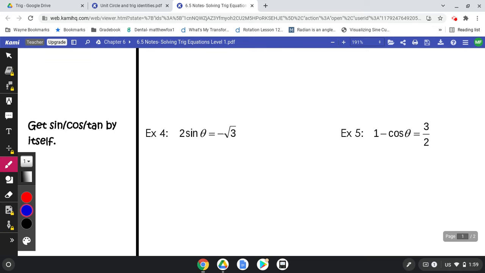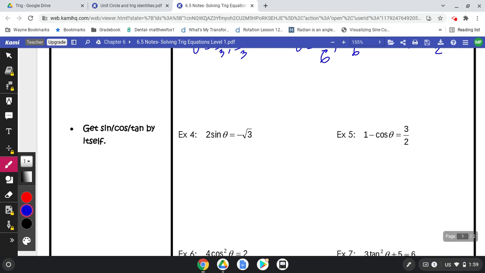Okay, so this next section now. There's kind of three different things we're learning today. This first section is just, what if sine's not by itself? So we need to first isolate sine, and then we can solve it just like we did on the first one. So to isolate sine, we could divide by 2. Divide by 2. Sine of theta will then equal negative square root of 3 over 2. Okay, negative square root of 3 over 2. If we look on our map, or our unit circle, then theta equals 4 pi over 3 and 5 pi over 3.